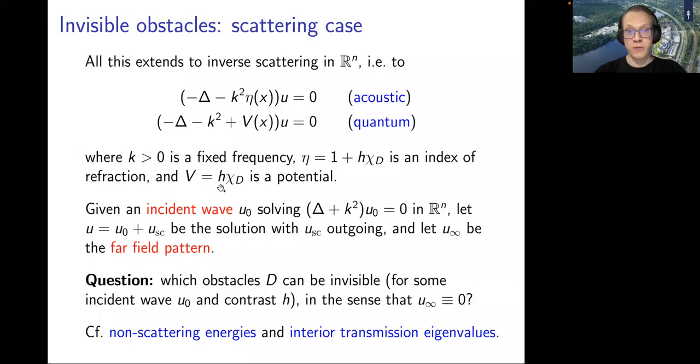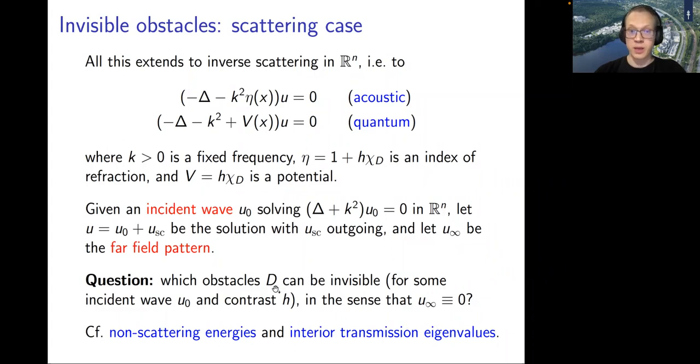In the scattering problem, we have an incident wave u0, which is a solution of the free Helmholtz equation, Laplacian plus k squared u0 equal to 0 in R^n. For instance, it could be a Herglotz wave or a plane wave. Then you look at the solution of one of these equations, which can be written as u0 plus u scattered, and this u scattered is assumed to be outgoing. It satisfies the Sommerfeld radiation condition. Then this solution has a far field pattern, which is a function on the sphere, denoted by u infinity.